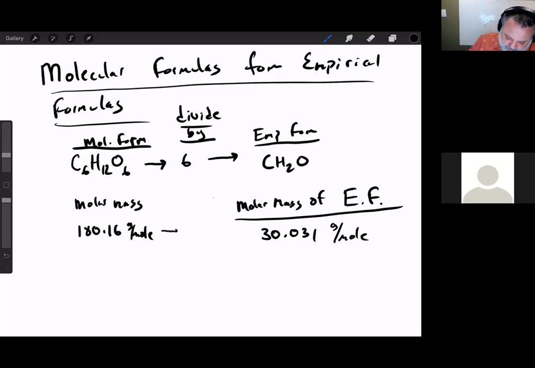What did I divide by here? Well, let's figure it out. Let's take 180.16 and divide it by 30.031. I got 5.999. What do we see? It's the same value, right? It's the same value. 5.999. Everybody at this point should have a little bit of experience and just say, that's 6. It's 6.